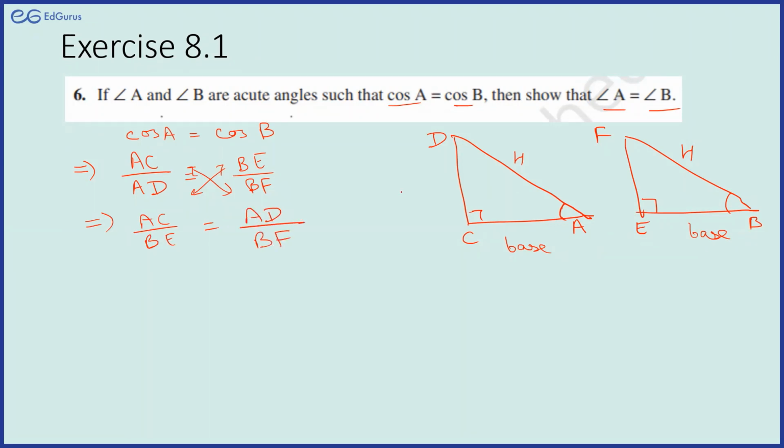तो दो sides की तो मेरे पास relationship आ गया. I can say that AC upon BE is equal to AD upon BF. Right? This I've got. But now we need to do same thing for CD and FE also. We want the ratio of these two sides also, CD and FE. Then only we will be able to say that the triangles are similar.